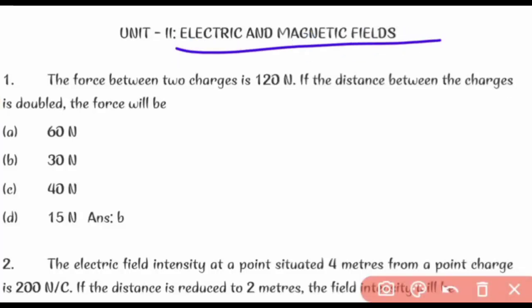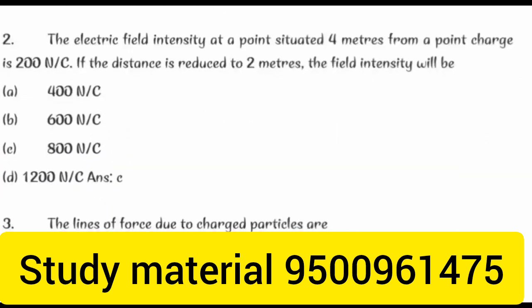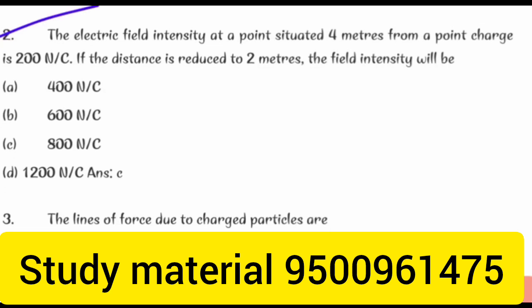Electric and magnetic fields. The force between two charges is 120 N. If the distance between the charges is doubled, the force will be 30 N. The electric field intensity at a point situated 4 meters from a point charge is 200 N/C. If the distance is reduced to 2 meters, the field intensity will be 800 N/C.